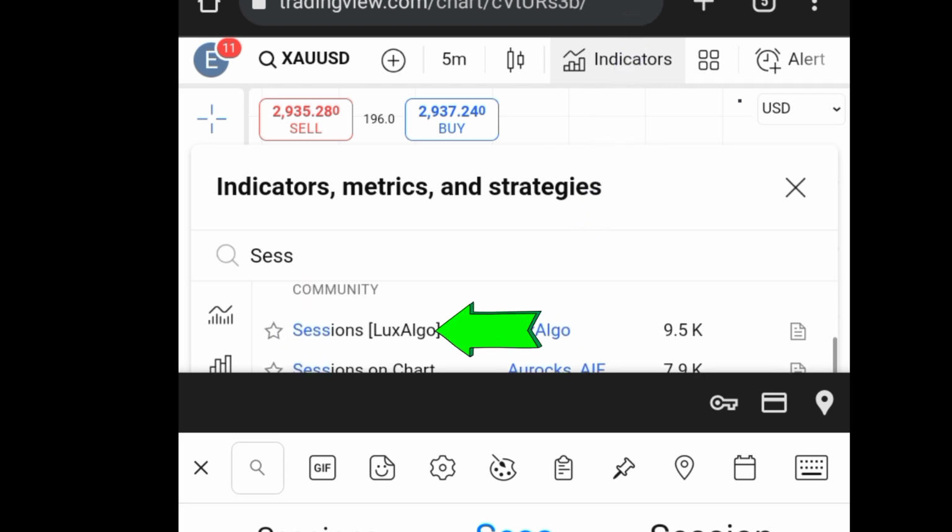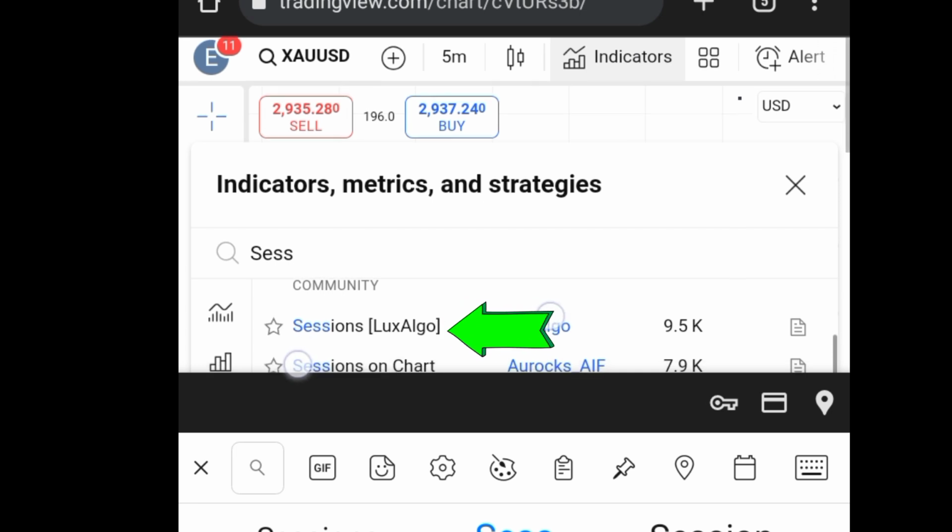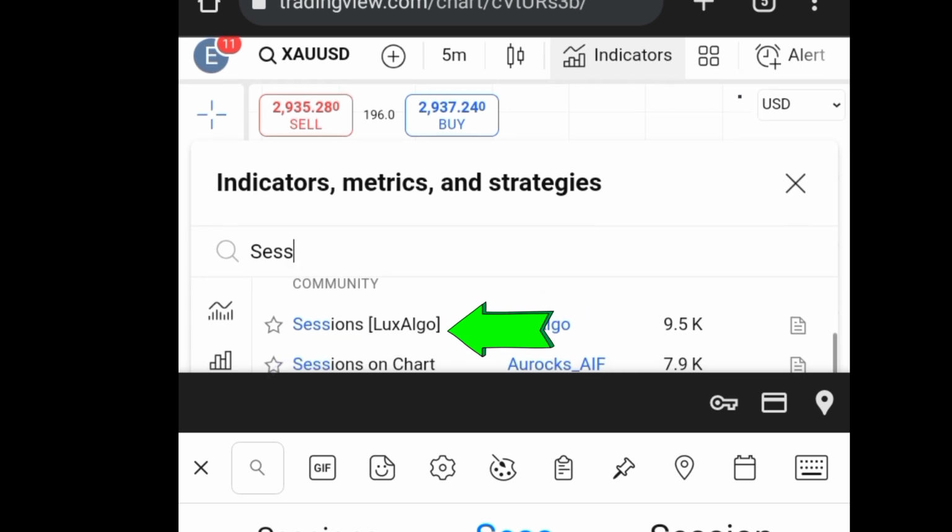Then I'm going to go with the one that is written sessions by LuxAlgo. See, sessions, bracket, LuxAlgo. So that is what I'm going to be going with. So once it comes up like this, I'll click on it. Immediately I click on it, this sessions indicator will be on my chart. The reason why I'm not clicking on it right now is because this indicator is already on my chart. So let us go to my chart. Let me show you how you can set up this indicator.